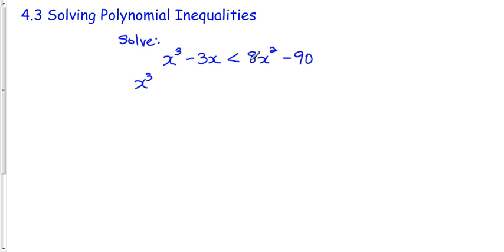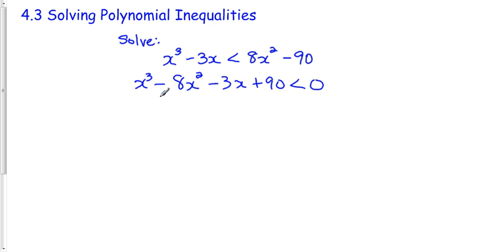Now if we put things in the order of the degree, we should go with the quadratic second. So minus 8x squared, as it comes over to the other side, it changes sign. And then minus 3x, and then plus 90 is less than 0. The inequality sign doesn't change there. And now we have something that obviously needs to be factored.